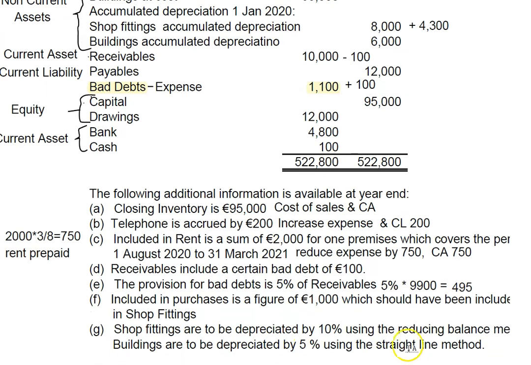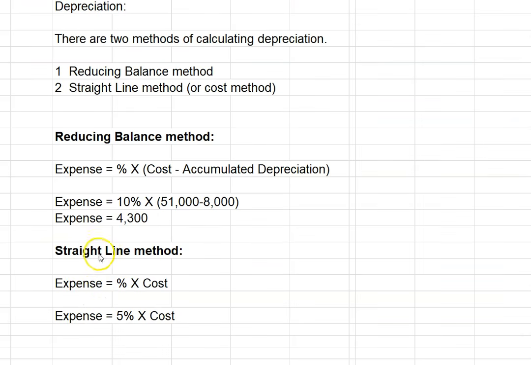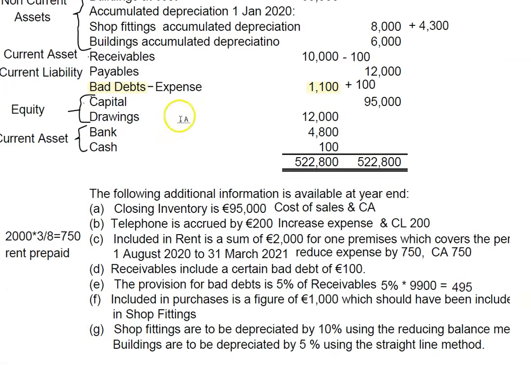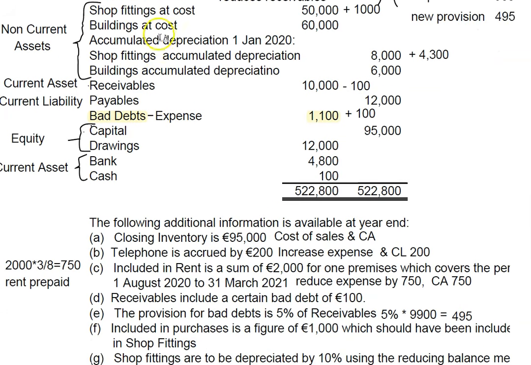Next is buildings, 5% using straight line, and that's the easiest method. So it tells us building straight line. So the rule for calculating the expense on straight line is just the percentage by the cost. So it's 5% by the cost, and the cost of the buildings is up here on the left, 60,000.